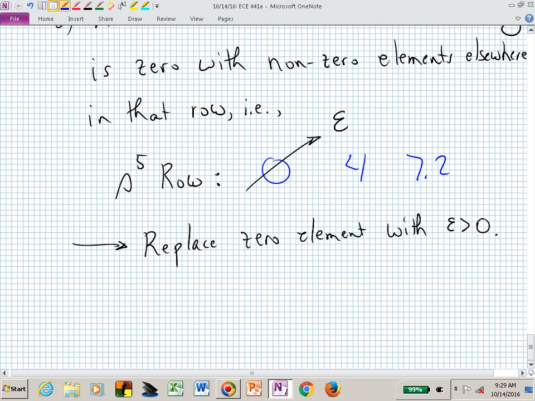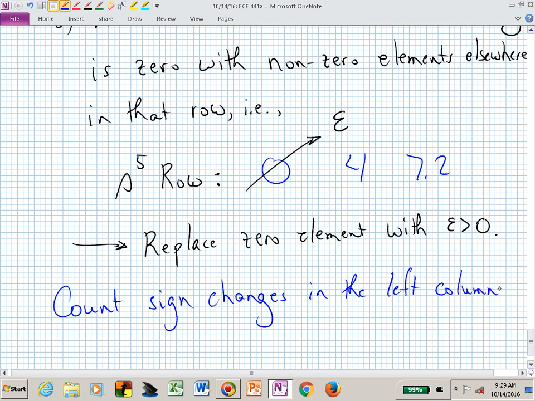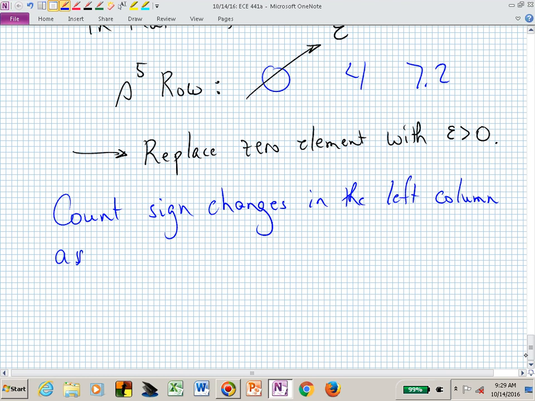We give it an epsilon, and then we count the sign changes in the entire Routh array, in the left column, as this introduced parameter epsilon goes to 0.